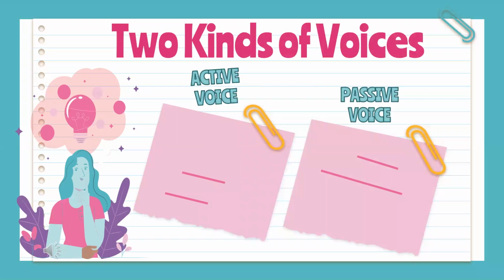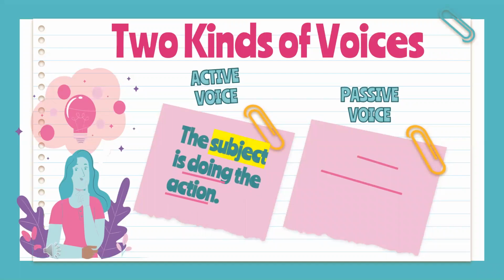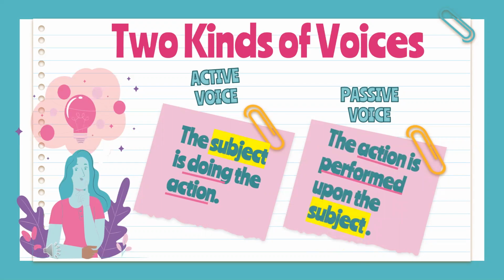To recap our lesson for today, you learned that in active voice, the subject is doing the action, while in passive voice, the subject is not doing the action but instead the action is performed upon the subject.